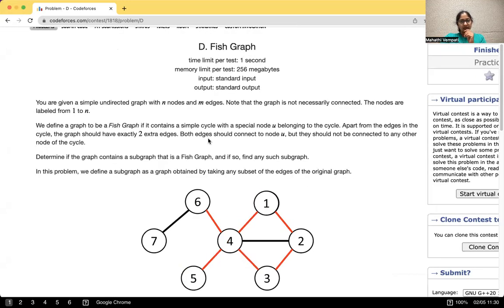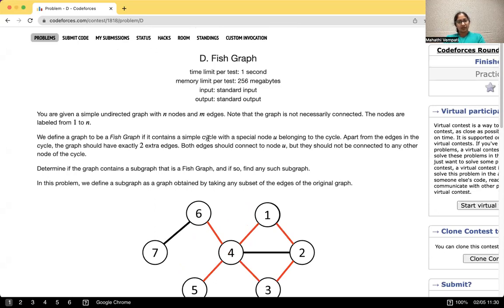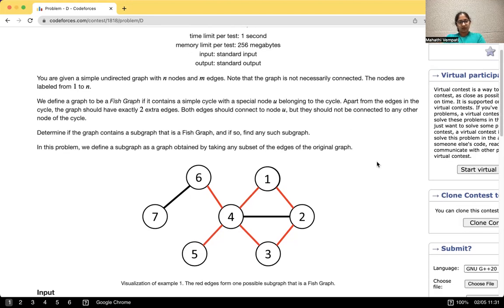You're given a simple undirected graph with n nodes and m edges. Note that the graph is not necessarily connected. The nodes are labeled 1 to n. We define a graph to be a fish graph if it contains a simple cycle with a special node u belonging to the cycle. Apart from the edges in the cycle, the graph should have exactly 2 extra edges, or it should look like a fish. A simple cycle, the special node u should belong to the cycle.